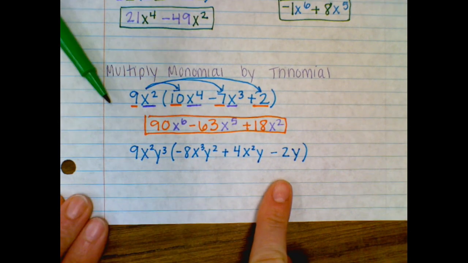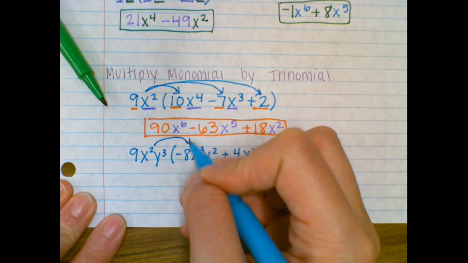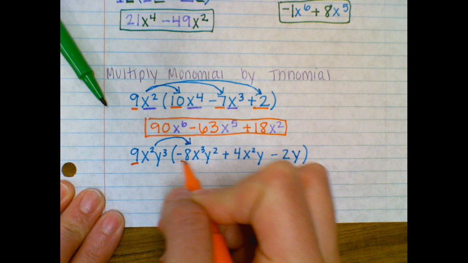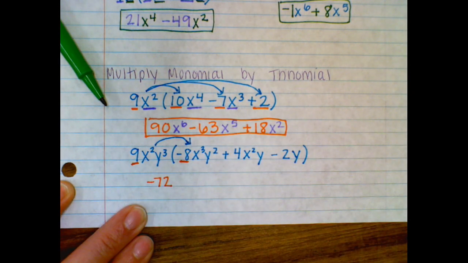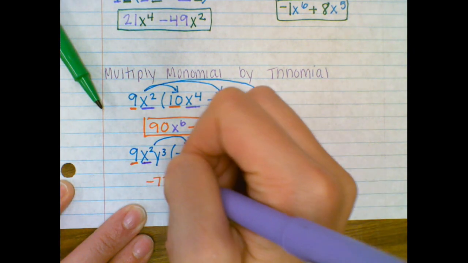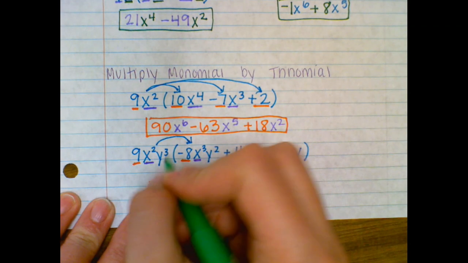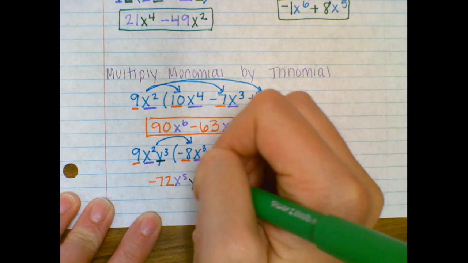So now I have 2 variables, but it's all the same. I'm going to distribute here. Now you just have to make sure you only stay with the same letters. So 9 times negative 8 is a negative 72. X squared times x to the third is x to the fifth. Y to the third times y to the second is y to the fifth.